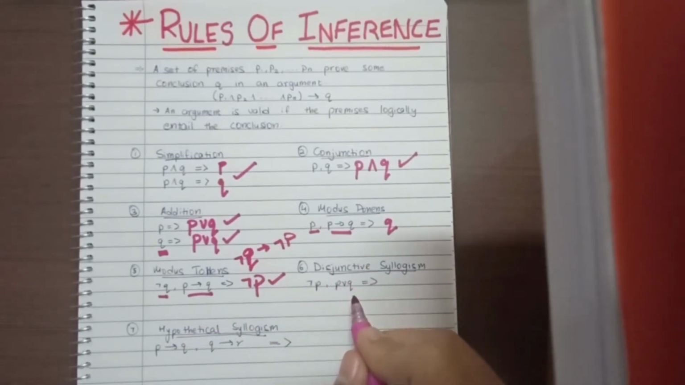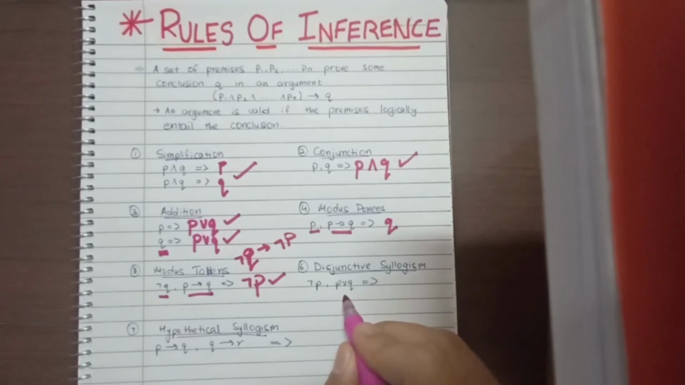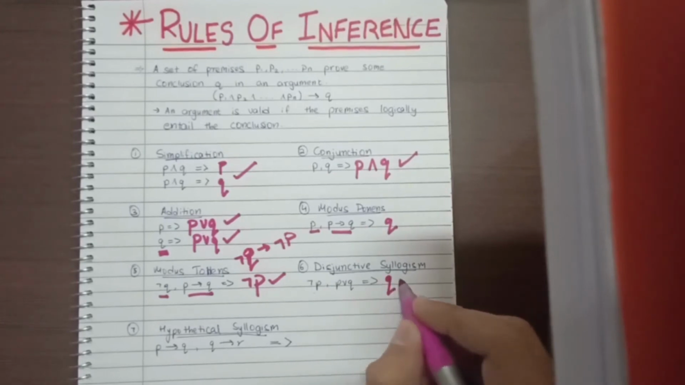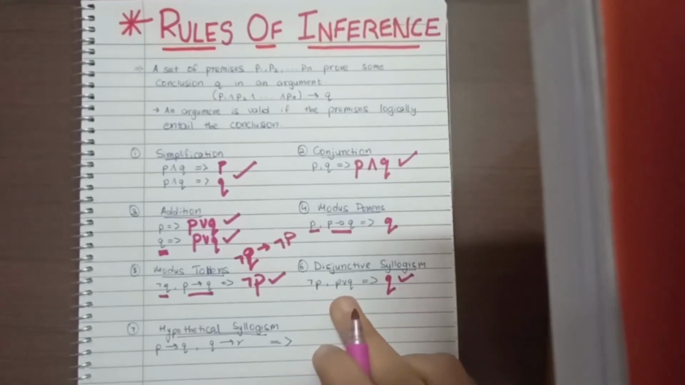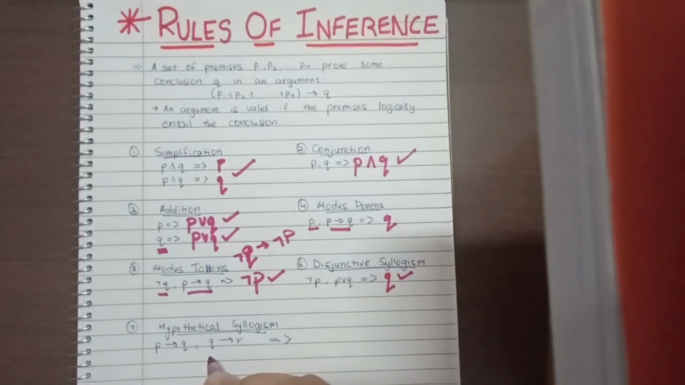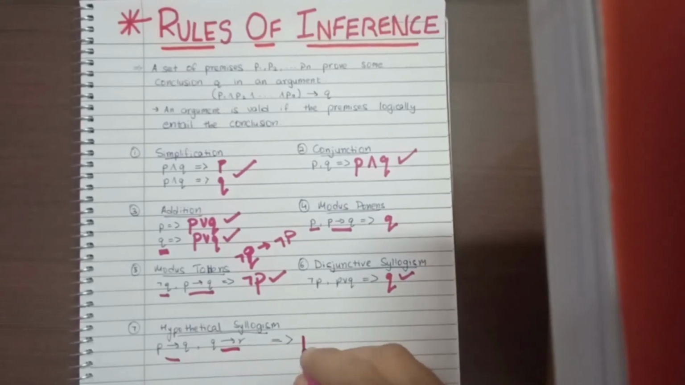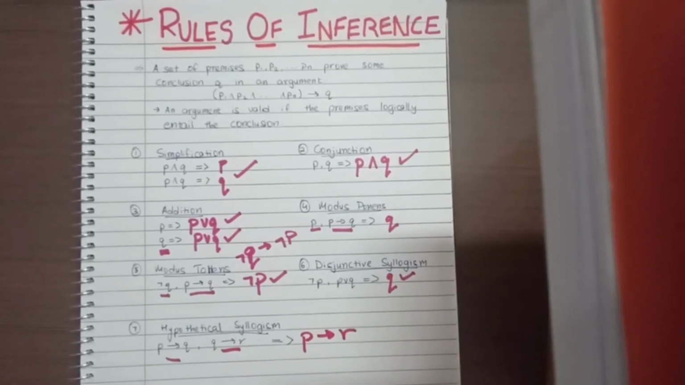The penultimate rule is disjunctive syllogism, which simply put states that if we have premises of negation P and P or Q, then Q will be true, because if not, then P or Q would not be true. The last rule is hypothetical syllogism, which states that if P implies Q and Q implies R, then P will imply R. That's all for this video.